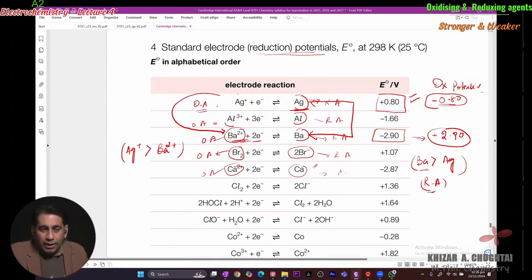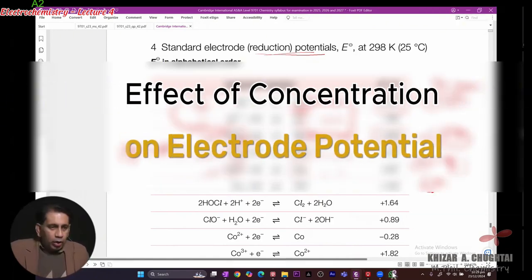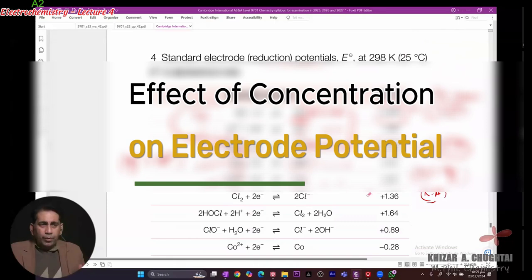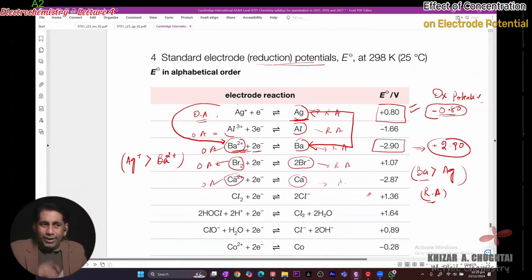Especially the concentration of liquid elements and solid elements cannot be changed. So wherever there are ions or gaseous species, you can change the concentration. By changing the concentration, this value will also change. Yes, it is true. Then again, it is not known as standard electrode potential. Now come to the next one. If I change the concentration, then this value will no more be the E naught value.